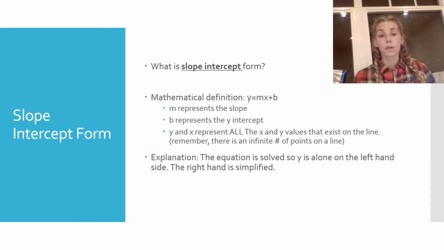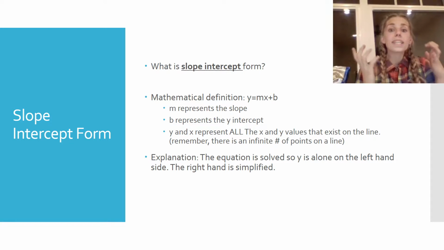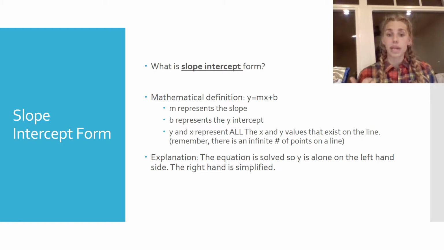So now we're going to talk about slope-intercept form. This is something you're going to want to write down in your notes. What is slope-intercept form? Well, the mathematical definition is y equals mx plus b. And again, that is given to you in all variables so that it can represent all equations in slope-intercept form. But I'm going to break it down for you a little bit. So m represents the slope. The number that's being multiplied by x represents our slope. And b represents the y-intercept.